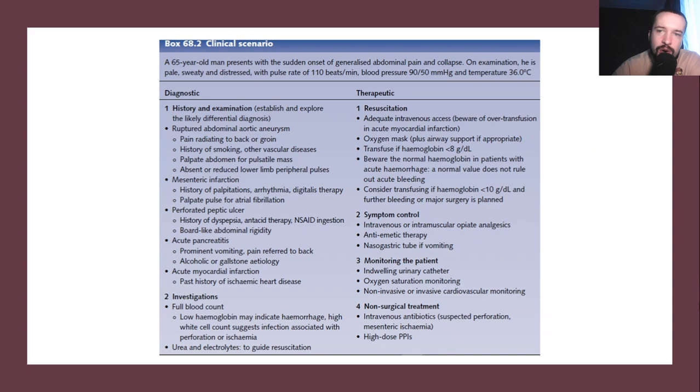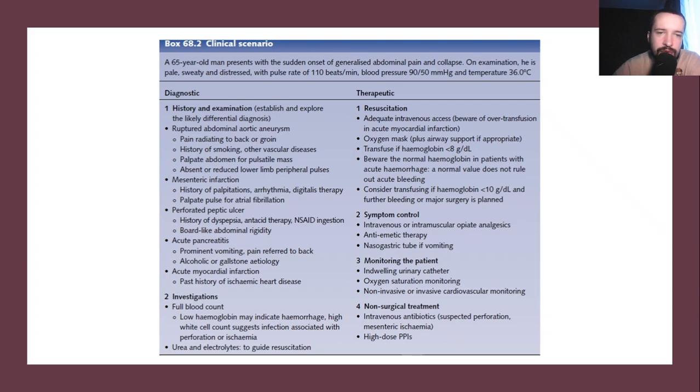and collapse. On examination, he is pale, sweaty, and distressed, with pulse rate of 110 beats, blood pressure 90/50, and temperature 36. Diagnostic history and examination establish and explore the likely differential diagnosis: ruptured abdominal aortic aneurysm, mesenteric infarction, perforated peptic ulcer, acute pancreatitis, acute myocardial infarction.